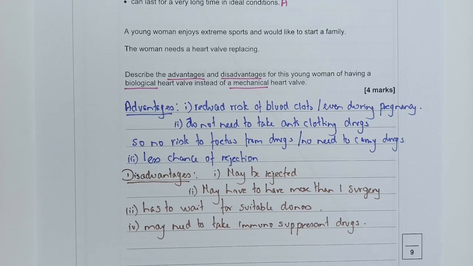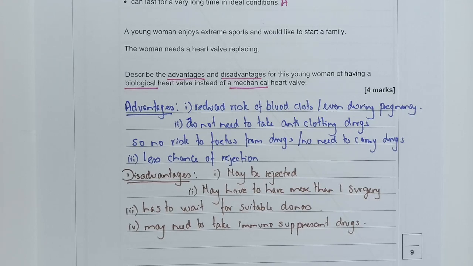So may have to have more than one surgery. The information says it wears out and stiffens over time, so it may need to be replaced. Now that's open heart surgery. You'll have to open up the heart to do it, so it is an invasive surgery and not the easiest. May need to take immunosuppressant drugs. Although the person might not need to take anti-clotting drugs, that person will have to take immunosuppressant drugs.